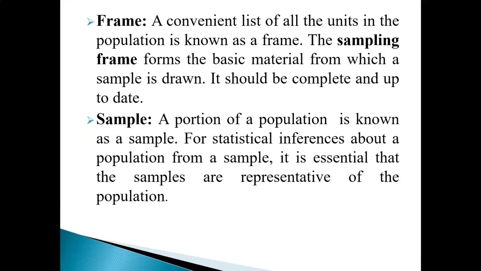Okay. Then what is a sample? A sample is a portion of the population. It is not the whole population, but a portion of it. For statistical inference about a population from a sample, it is essential that samples are representative of the population. It is an important point in sampling theory that samples should be representative of the population. If not, then we cannot make any inference or conclusion regarding this population. Okay.